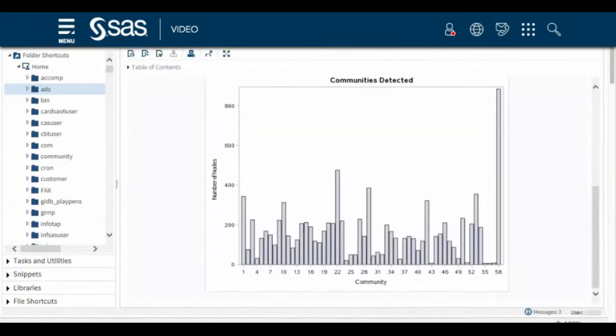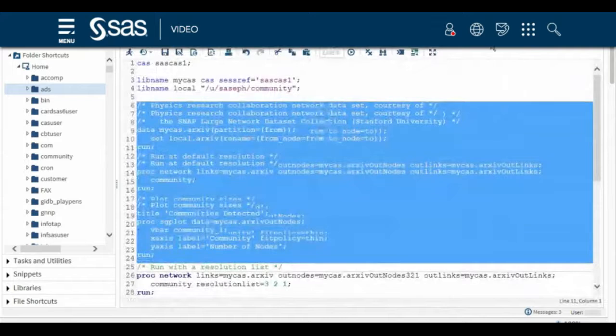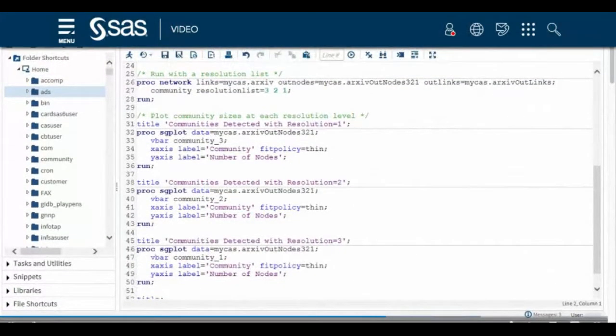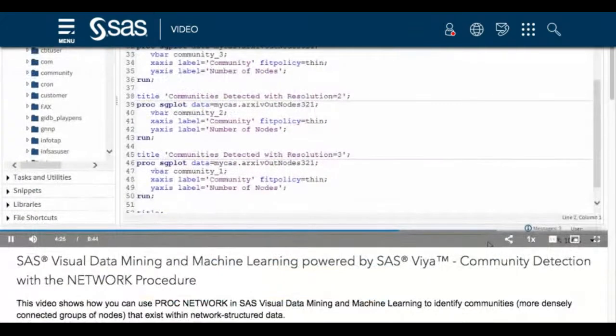A bar graph of the community sizes shows that one community has well over 800 nodes, another has over 400, and the rest are below 400. We'd like to even out the community sizes if we can. Proc Network provides two ways to reduce unusually large communities. The first option runs the community detection algorithm recursively, processing the largest communities repeatedly. For this network, what works best is the other choice, supplying a list of resolution values.